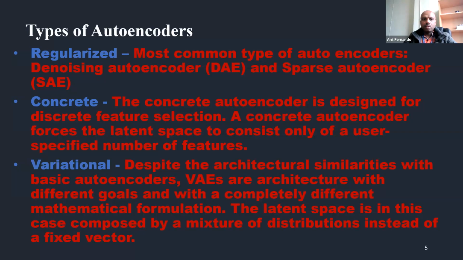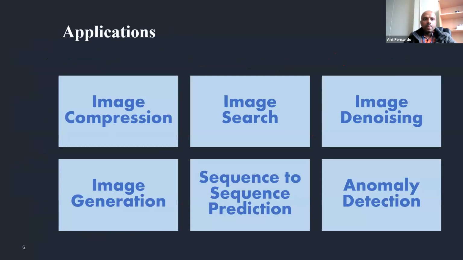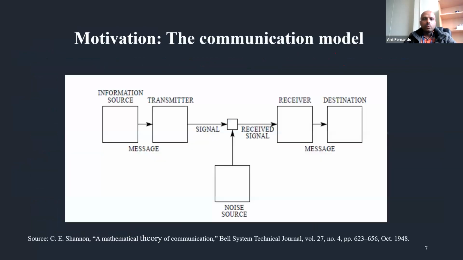Finally, there is the variational autoencoder, which has different goals and a completely different mathematical formulation. The latent vector is composed of a mixture of distributions instead of a fixed vector. Out of these, regularized autoencoders have been widely used as of today. The applications of autoencoders are mainly image compression, image search, image denoising, image generation, sequence prediction, and anomaly detection. These are the typical use cases for autoencoders.